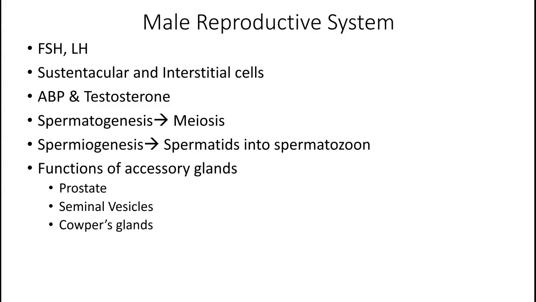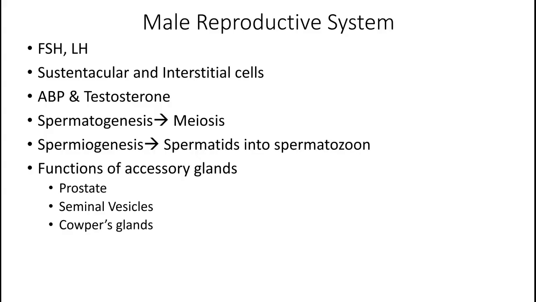We also talked about that blood-testis barrier to hide these cells from the immune system, because this is when those cells look a little different, and we don't want the immune system to start attacking them, thinking that they're a foreign invader. The other thing that we talked about were the accessory glands. So we talked about the prostate, seminal vesicles, and Cowper's glands.